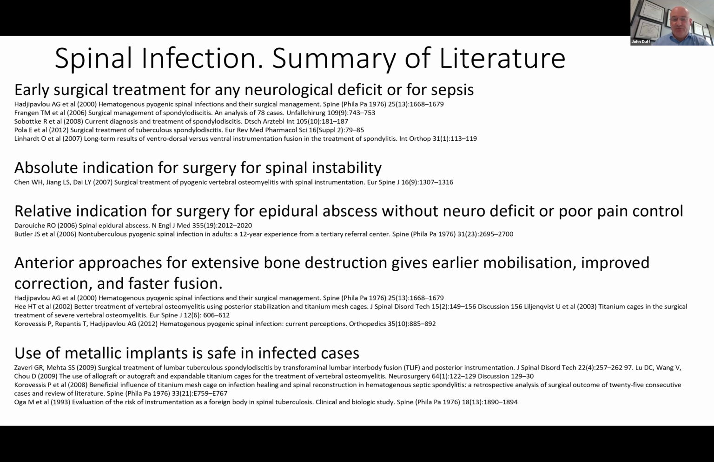And the last point to remember, and there's a lot of literature on this now, is that using metallic implants in an infected field is a safe practice to do and is a common practice to do. And this was 15, 20 years ago, the dogma was that you couldn't put any implants into an infected field. With modern antibiotherapy, we can do this now and it works well.